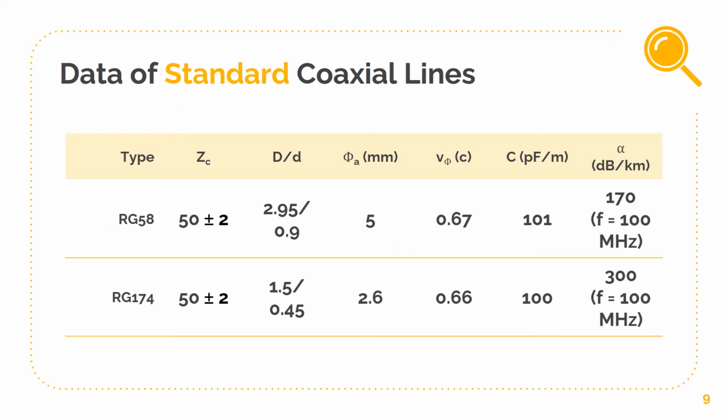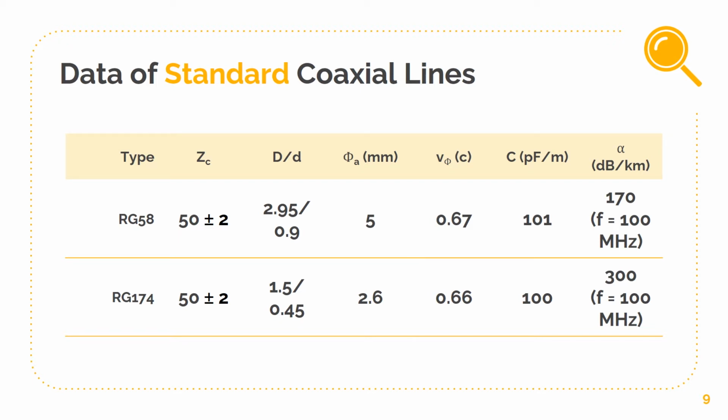Here we can see the data of standard coaxial lines. The two most common types of coaxial lines are RG58 and RG174, and they have the same characteristic impedance of 50 plus or minus 2. We can also see here that RG58 is larger in diameter as compared to RG174. This is because a higher number in a coaxial line indicates a thinner wire.